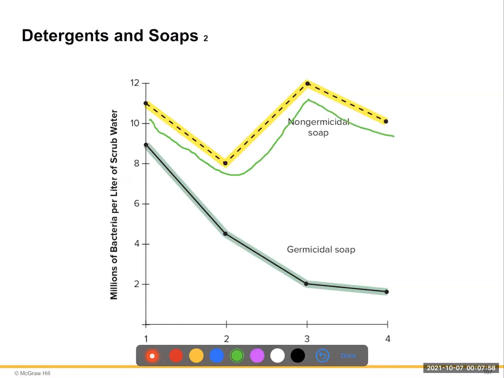You apply it again, it goes back down. With germicidal soap, it means you're killing the germs each time. So every application, it starts to decrease the microbial count.